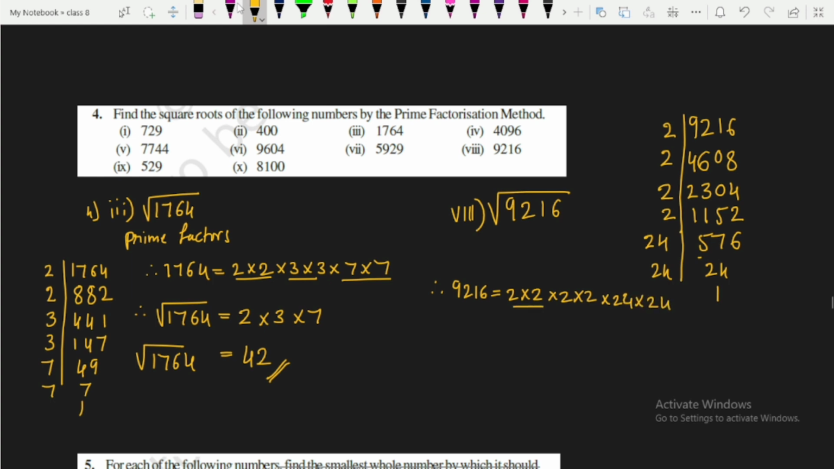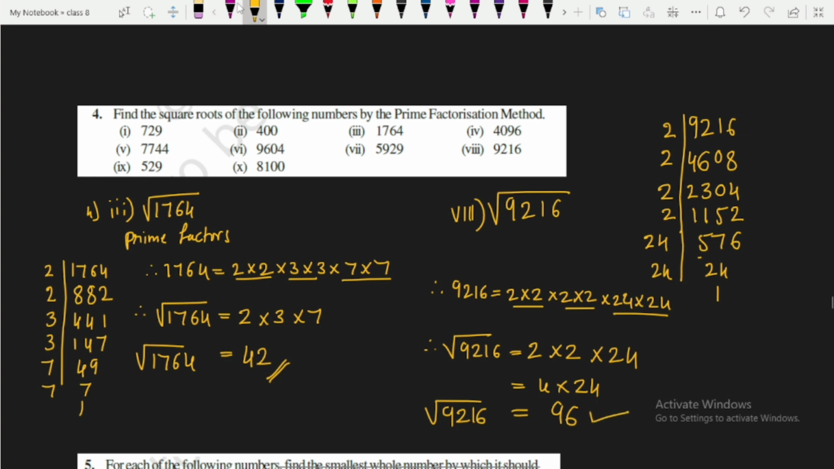So we just have to express them in pairs. Therefore the square root of 9216: from each pair you write one number, that is 2, 2 and 24. The answer is 2 twos are 4 into 24, that is 4 fours are 16, 4 twos are 8 plus 1, that is 96. So the square root of 9216 is 96. In this way you can find the square root of a number.